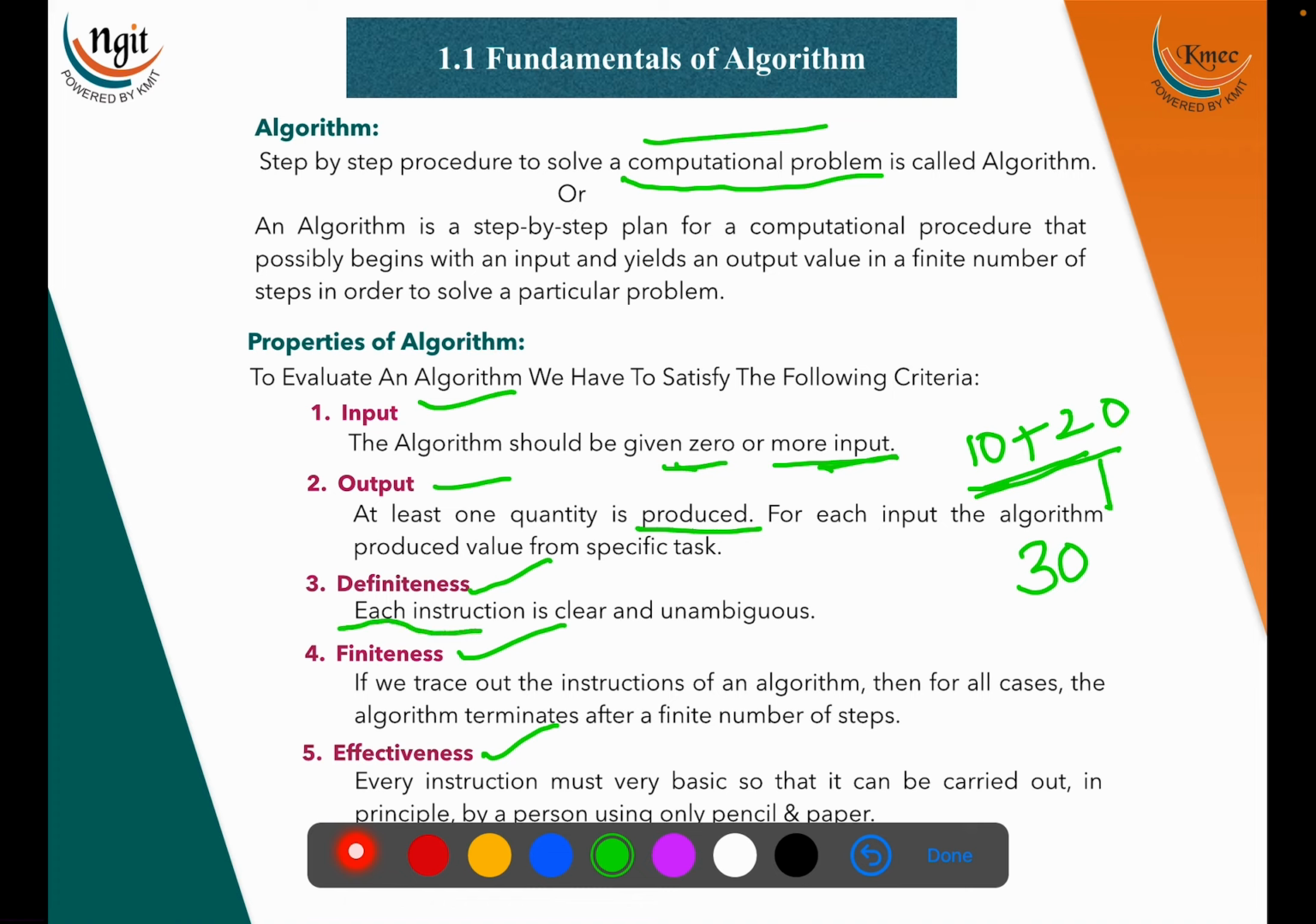Definiteness. Each instruction should be clear and unambiguous. Unambiguous is what? No duplicate. You cannot write in the algorithm a step which is already there in the algorithm. That is what unambiguous. Finiteness. Every instruction should have a finite number of steps. If I am performing some operation, it should have a finite number of steps. Effectiveness. Effectiveness is what? That we have to write effective code. It should be able to be carried out on your computer, to code it properly.